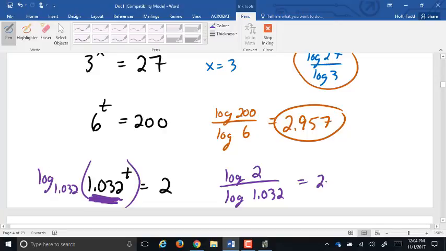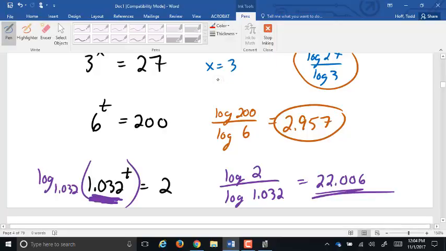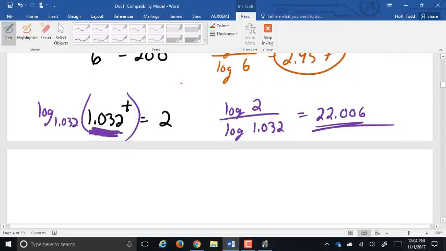22.006. Does that look right? Okay, you've got it? Oh, sure. Any questions? Is it clearer now or?